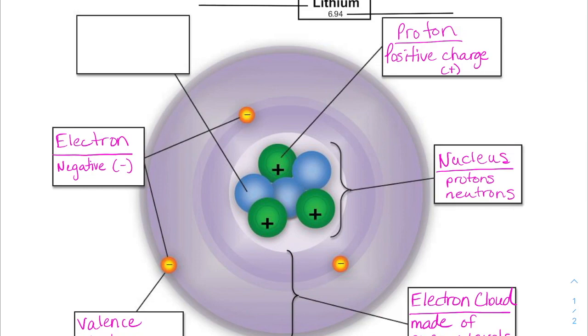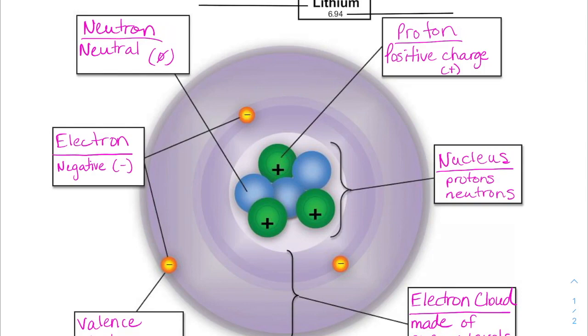The other subatomic particle that's inside of the nucleus area is a neutron. We have a box for that right here. You've learned that a neutron has no charge, so it would be considered neutral. It's not positive and it's not negative. You'd see it signified sometimes with a 0 like that. So, no charge.